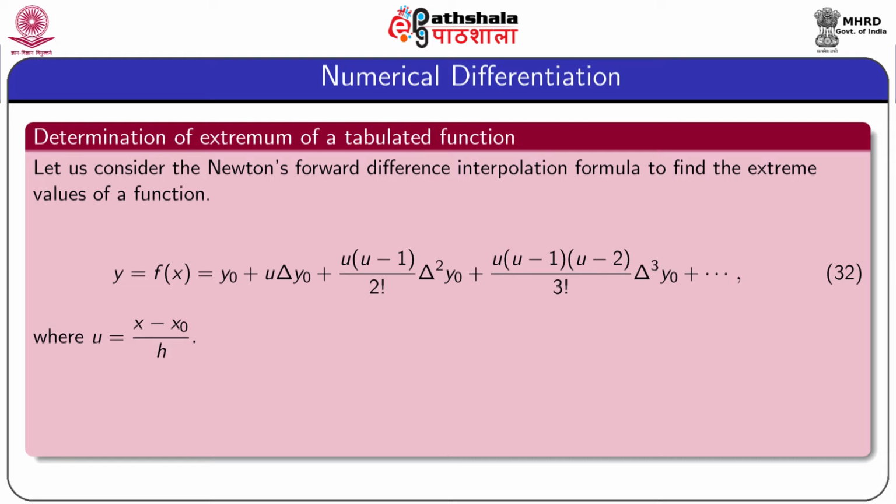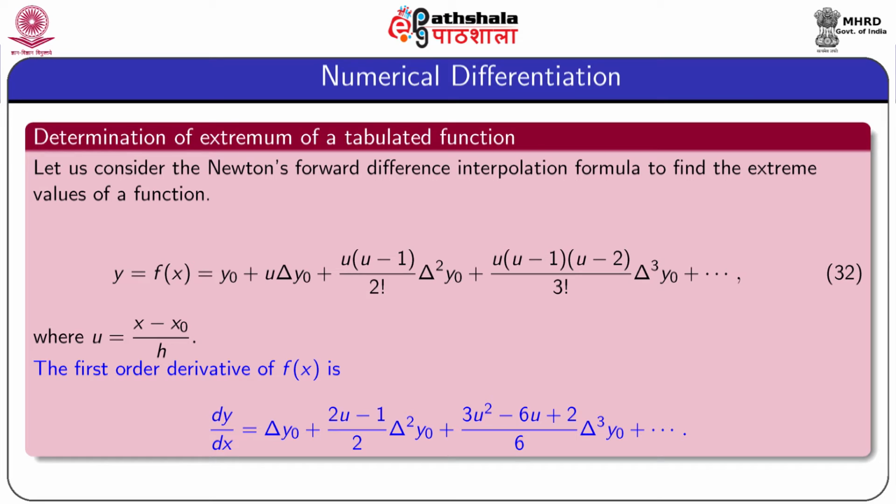Let us consider the Newton forward difference interpolation formula to find the extreme values of a function. The Newton forward difference formula is given by equation 32, where u equals x minus x0 by h. Now we differentiate equation 32 to get the first derivative of f at any arbitrary point x. That means dy dx equals delta y0 plus 2u minus 1 by 2 into delta 2y0 plus, and so on.